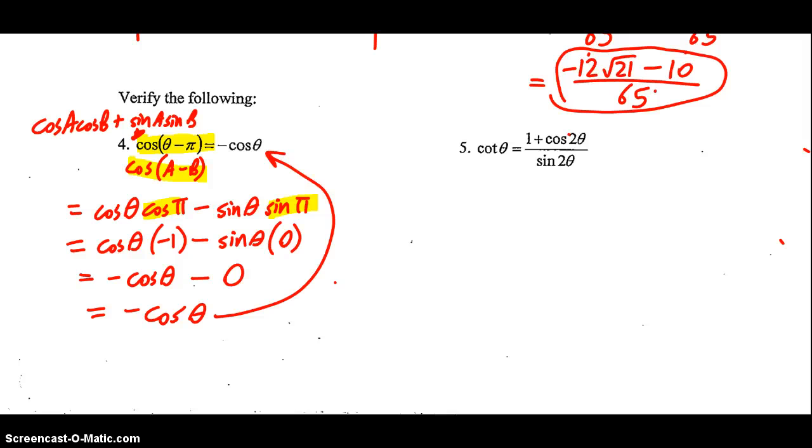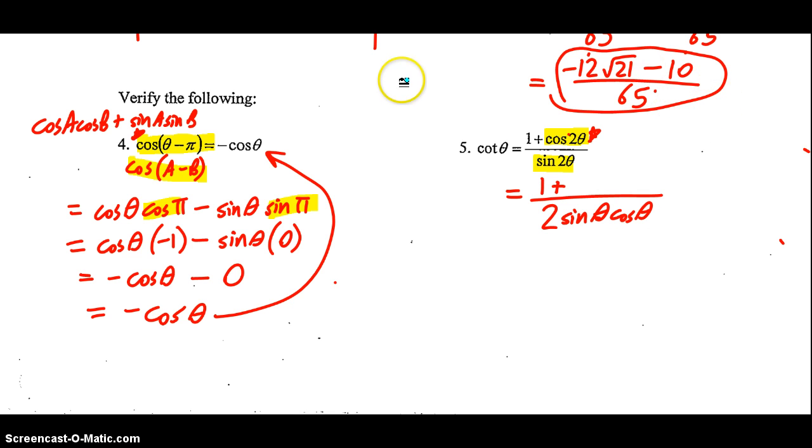Again, take a look at number 5. Cotangent theta equals 1 plus cosine 2 theta over sine 2 theta. Again, pick the more complicated side, so start from the right. I seem to notice that there is a cosine of 2 theta and a sine of 2 theta. We have formulas for those. We have identities for those, right? So let's try those out. Let me do sine of 2 theta first. Sine of 2 theta is 2 sine theta cosine theta, right? That's the double angle formula for sine.